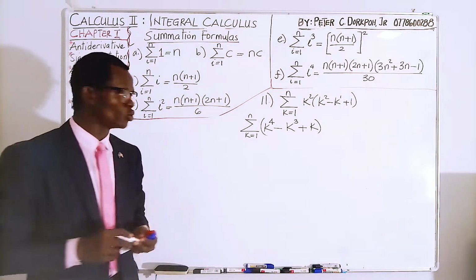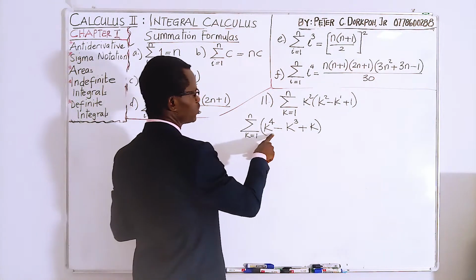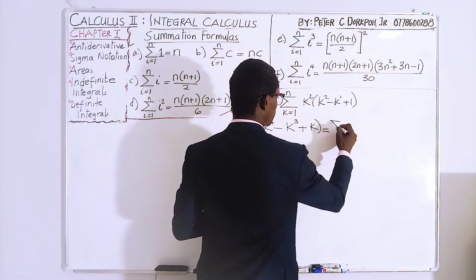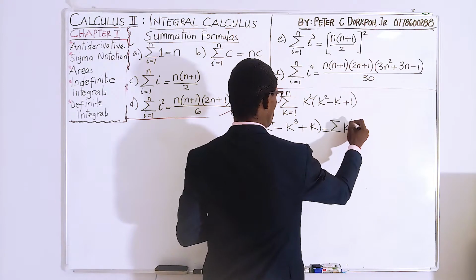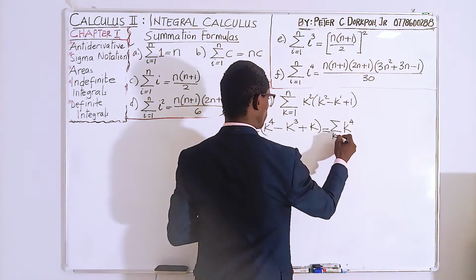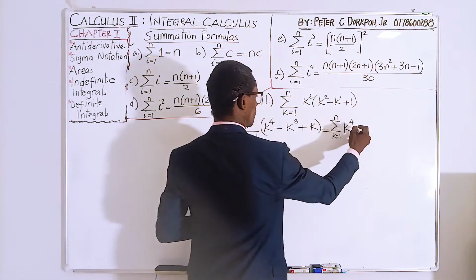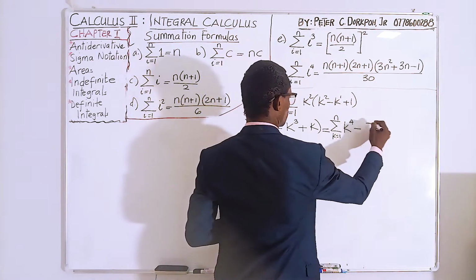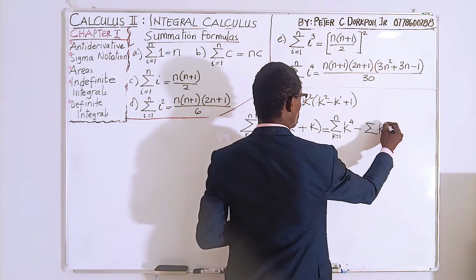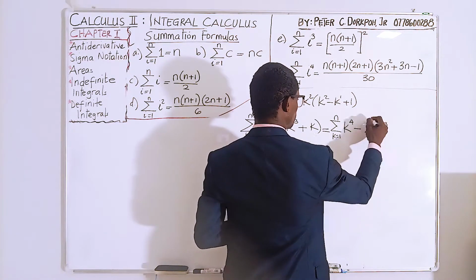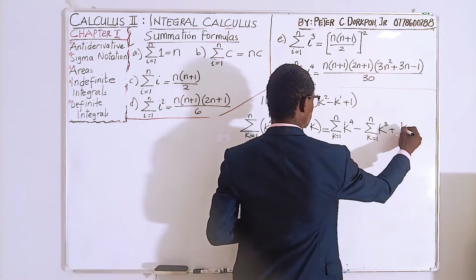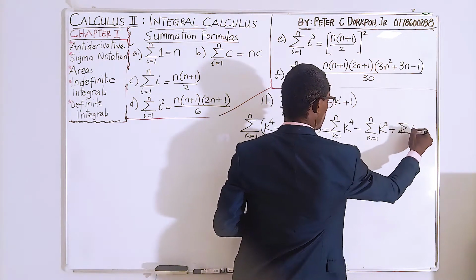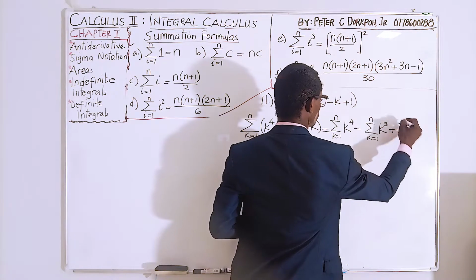So the next thing we do, we take the summation of each term. So we take the summation of k to the 4th power, as k goes from 1 to n, plus we take the summation of, now this is minus now, k to the 3rd power, as k goes from 1 to n, and then we have the summation of k as k goes from 1 to n.